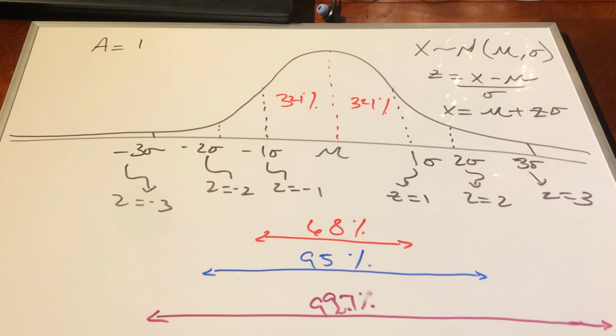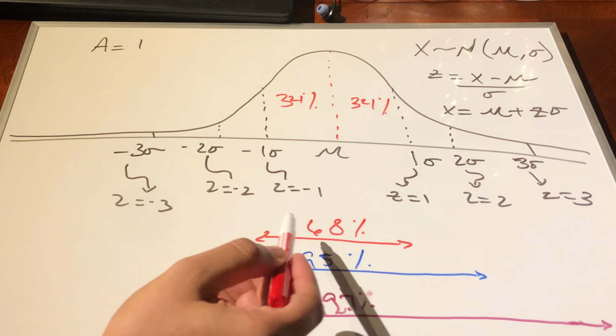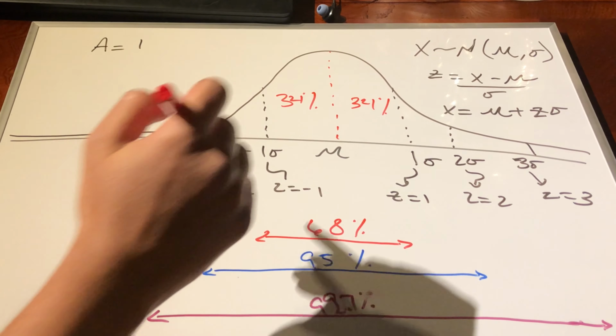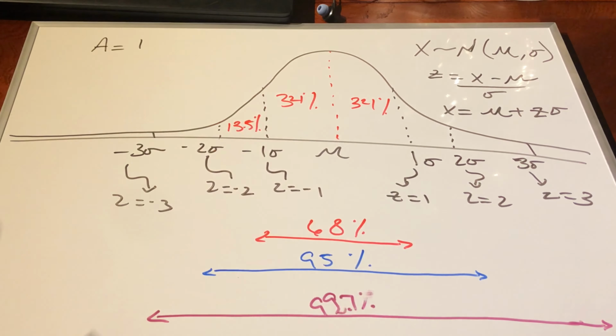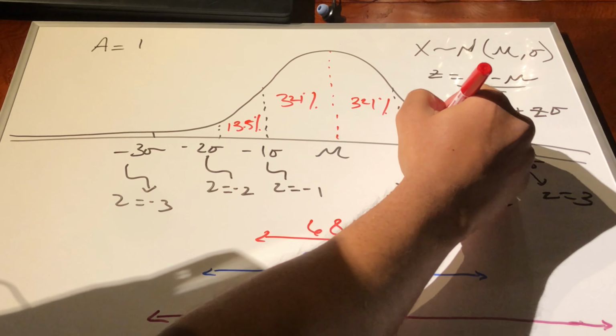Now, within 2 standard deviations, you're going to take 95 minus 68 and then divide that by 2. So if you take 95 minus 68, you're going to get 27. And you take 27, you divide that by 2, you should get 13.5. So right here, you're going to get 13.5%. And then you're going to get 13.5% here.